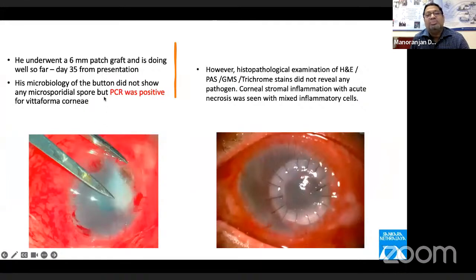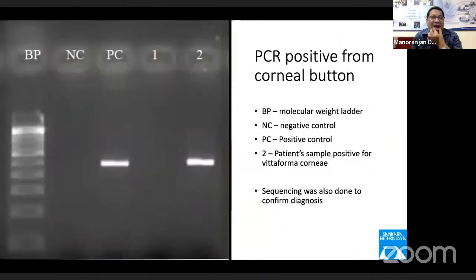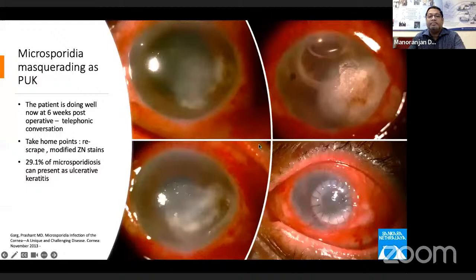His microbiology button did not show any microsporidial spore, but PCR was positive for Vittaforma corneae. Histopathological examination, however, was not positive for any pathogen on multiple stains. Corneal stromal infiltration with acute necrosis and mixed inflammatory cells was noted. This is a PCR report from the corneal button, which showed the molecular weight ladder, negative control, positive control, and our patient's sample positive for Vittaforma corneae. In-house sequencing was also done to confirm the diagnosis.